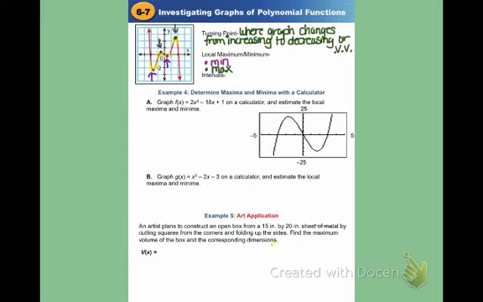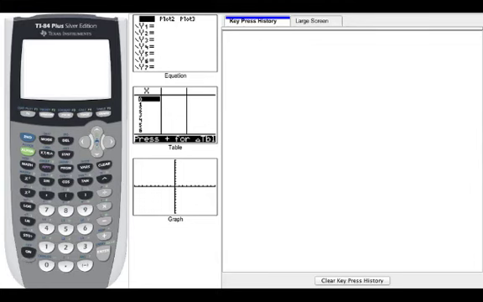I'm going to show you a little video on how to use the graphing calculator to, if you had a graph of a polynomial function, determine what these local minimum and maximum points are. Okay, so we're going to take a look at how to find maxima and minima with the calculator. The first thing we need to do is take a look at example A, and we're going to type that equation into the y equals menu.